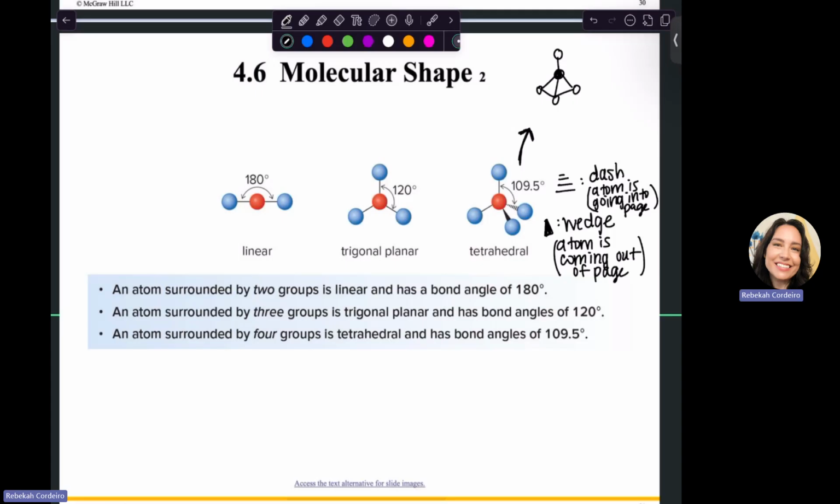If you take four things and put them around an atom, oftentimes we'll think about the four things as maybe having a 90-degree angle. But we can actually get more distance between those electron groups by popping it out into three-dimensional space, and that gives us an angle of 109.5. So these three angles are the only three angles that you need to worry about memorizing. Two groups is 180, three groups is 120, and four groups is 109.5.